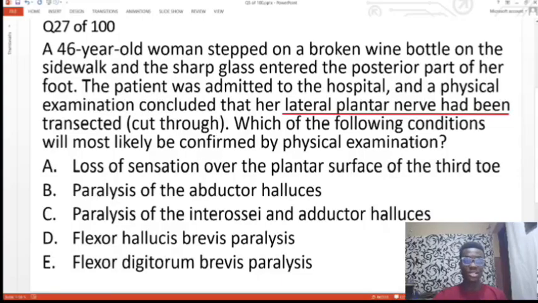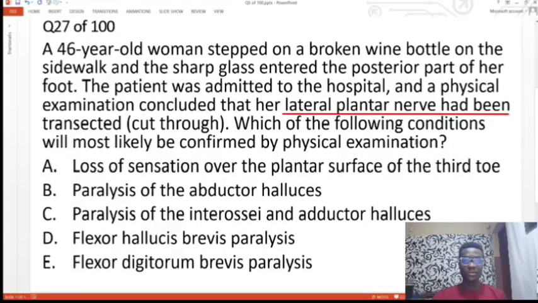So the 4 muscles that the medial plantar nerve innervates are abbreviated as LAFF. L stands for the first lumbrical, A stands for the abductor hallucis, F stands for the flexor digitorum brevis, and then the last F stands for the flexor hallucis brevis. So those are the 4 muscles innervated by the medial plantar nerve.